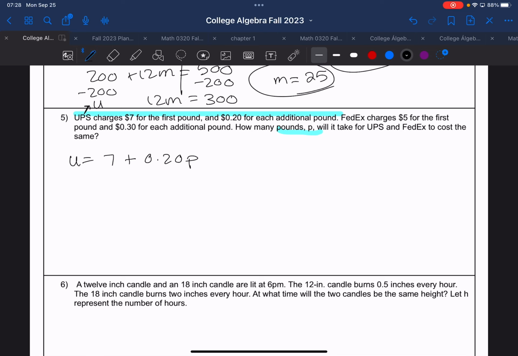Okay, next equation, we're talking about FedEx. So FedEx charges $5 for the first pound and 30 cents for each additional pound. What would that equation look like? Good, so I'm going to say FedEx is F. So let's say F is equal to 5 plus 0.30 P.